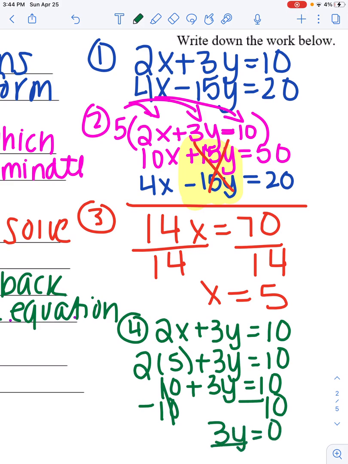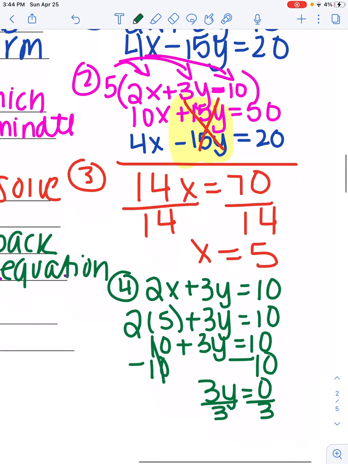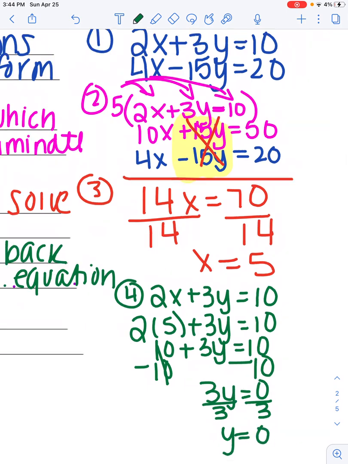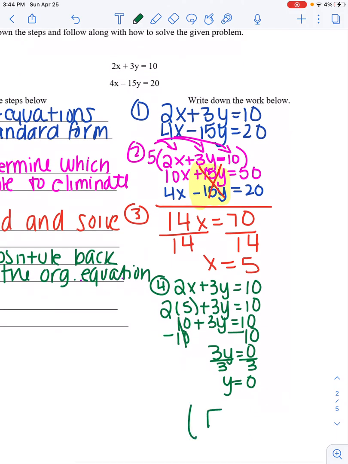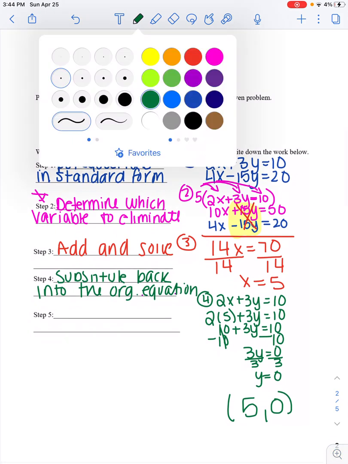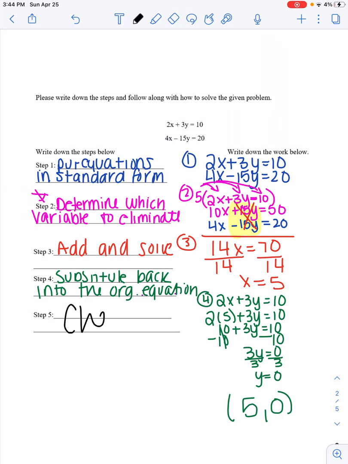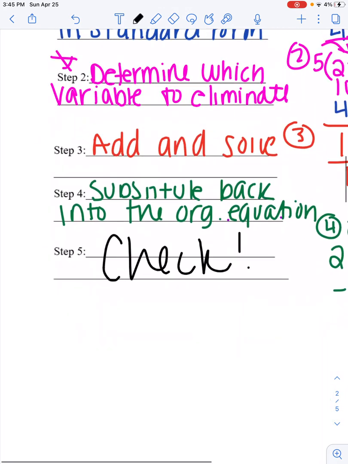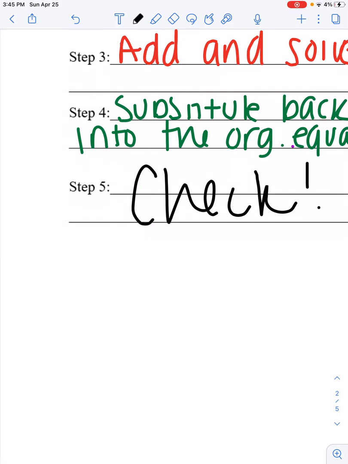3y equals 0, and I'm going to divide by 3. Y equals 0. So right now, the solution that I have is (5, 0). Again, if you have any questions on what I did or why I did something, please just write it down. Okay, so if you need to pause me right now, write it down, and tomorrow you will ask me. All right, and then the last step is to check. Okay, so we're going to use the original equations to check.